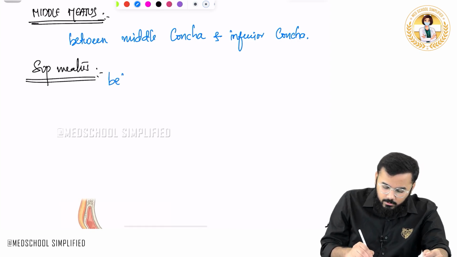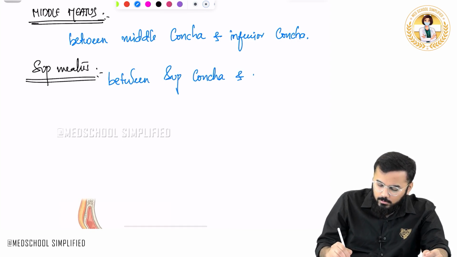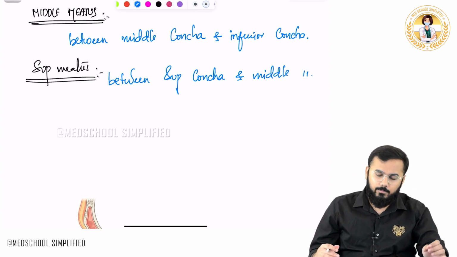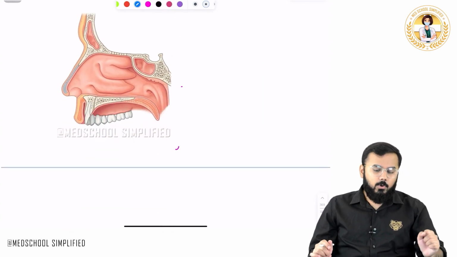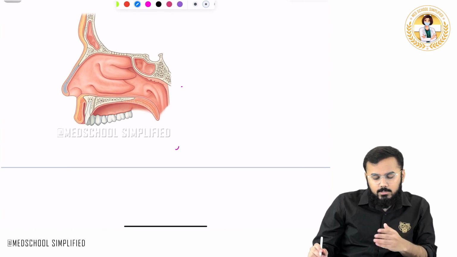Located between the superior concha and middle concha. So it is located between the superior as well as the middle concha, right? Now, the next important thing which you need to know is which sinus is draining into these meatus.